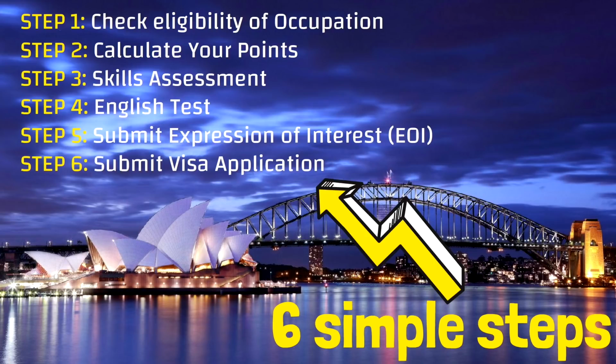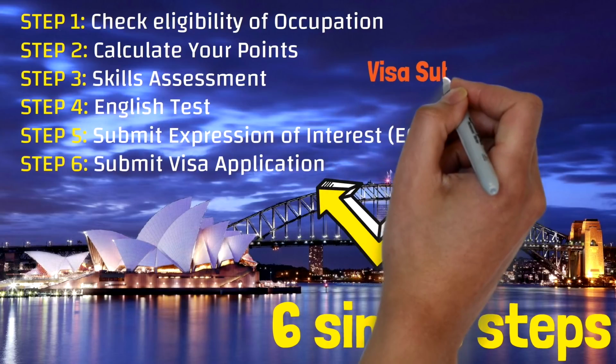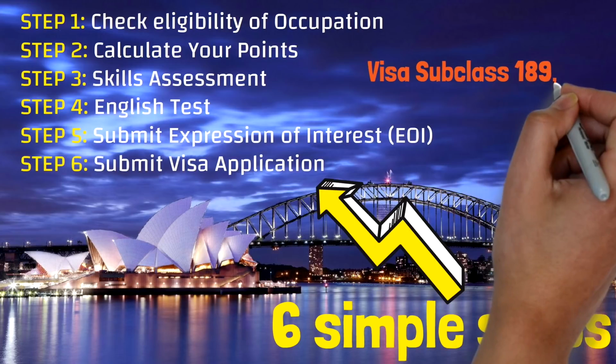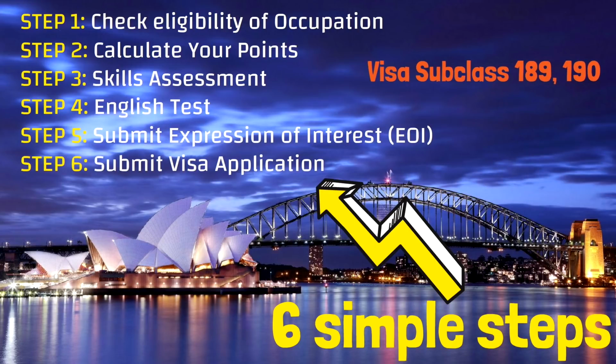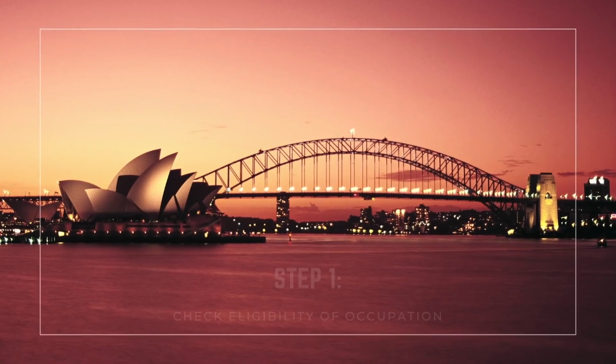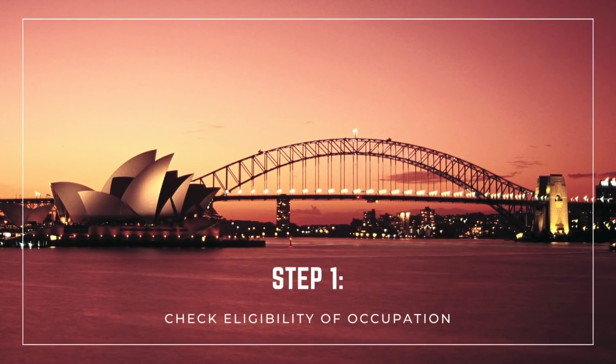Now whenever you talk about the Australian PR, we'll talk about the two visa subclasses 189 and 190. I created a separate video about it in detail, so I'll provide a link in the description box below so that you can check that out. But just to quickly tell you about these two different visas, the visa subclass 189 is the skilled independent visa and the visa subclass 190 is the skilled nominated visa. And as I said, whenever we talk about the Australian PR, you'll get to hear a lot about these two visas.